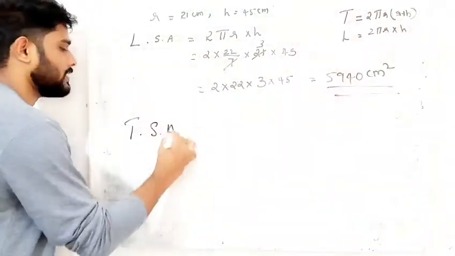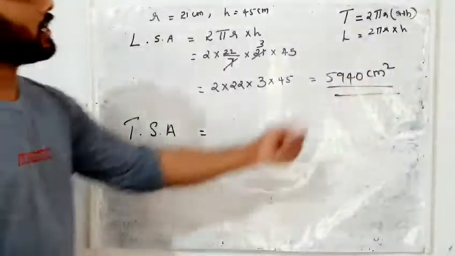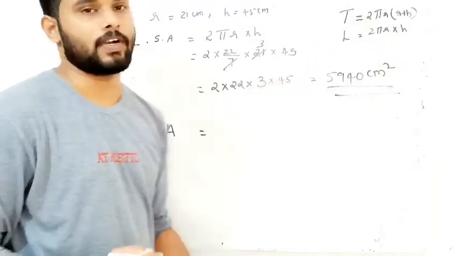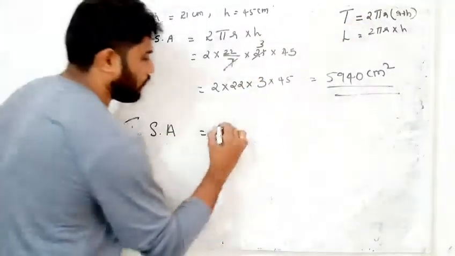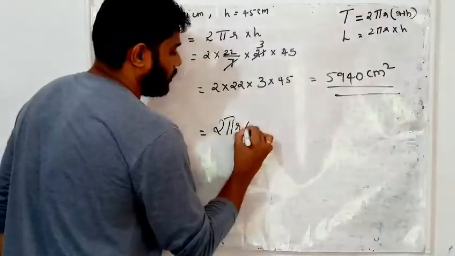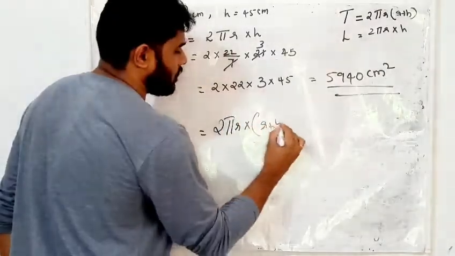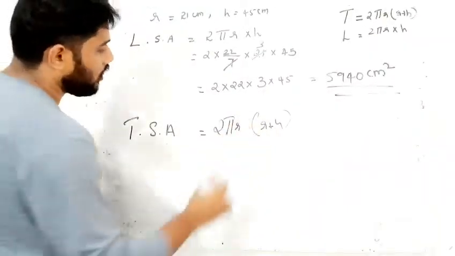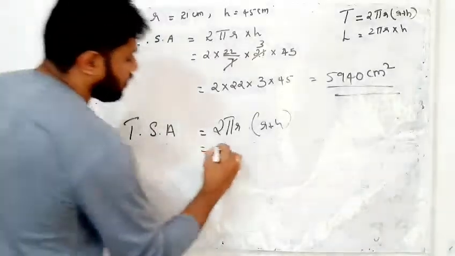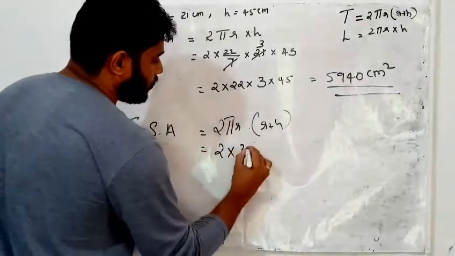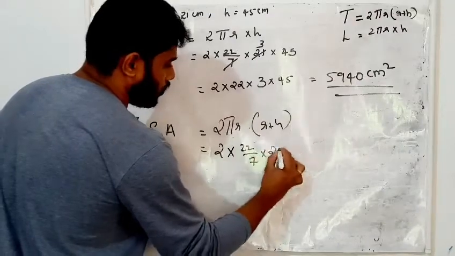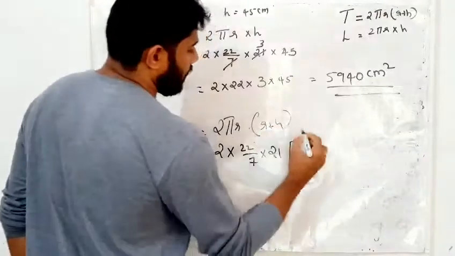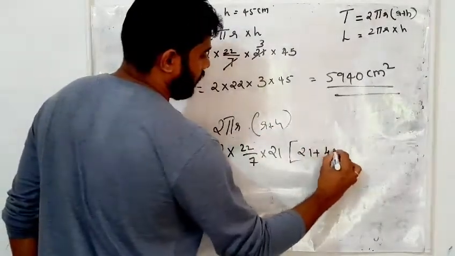Now we can find out the total surface area, TSA. Total surface area we can find with the help of an equation. What is that? 2 pi r into (r plus h). So I am writing the equation here: 2 pi r into (r plus h). If you are not writing this 'into', also no problem. So 2 pi r, we already said, is 2 into pi value 22 by 7 into r value 21. Understood? Into the bracket, I am opening it here again: r plus h, r 21 plus h 45. Clear?